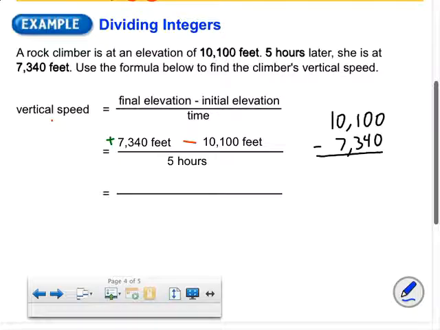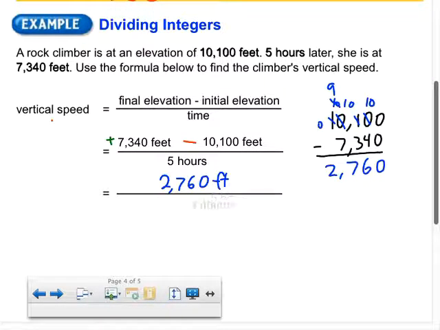Okay, let's go ahead and do that. So 0 take away 0, but 4 from 0, I have to regroup. That becomes a 10. This becomes a 0. 10 minus 4 is 6. And then I have to borrow again. And this basically becomes a 10 and a 0. Then this becomes a 9, so that this can become a 10. 10 minus 3 is 7. And then 9 minus 7, 2. 2,760. So my numerator, feet, make sure you label it. 2,760 feet divided by 5 hours.